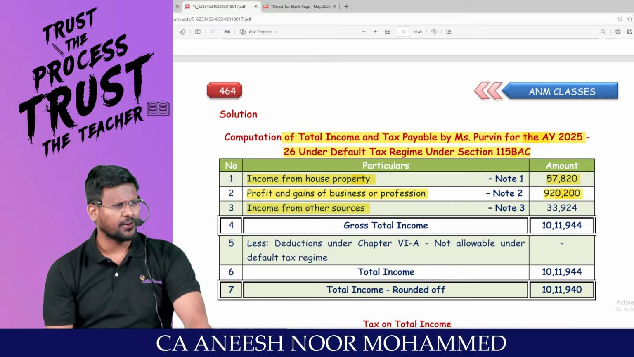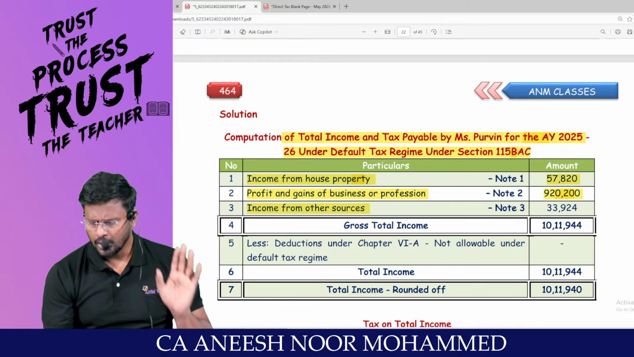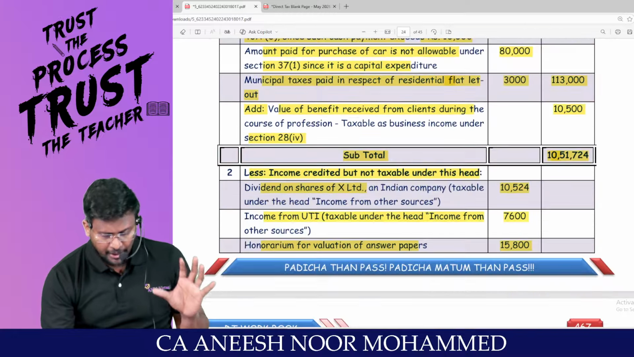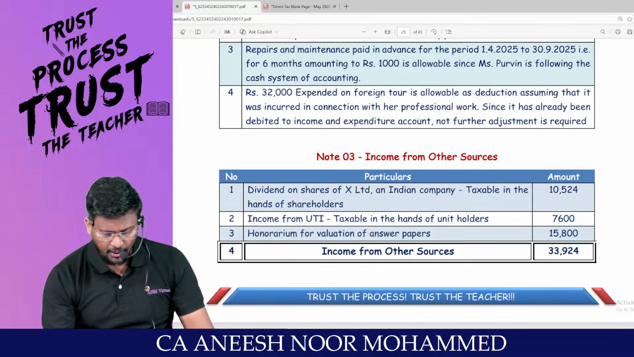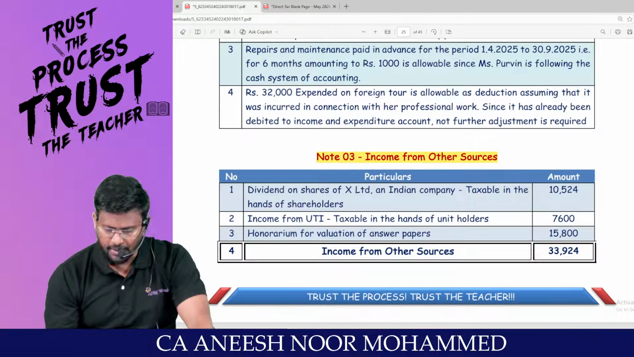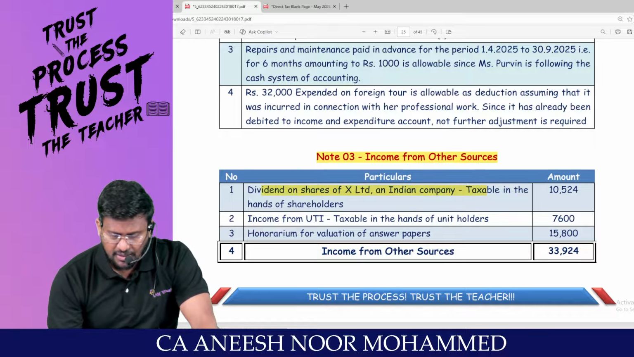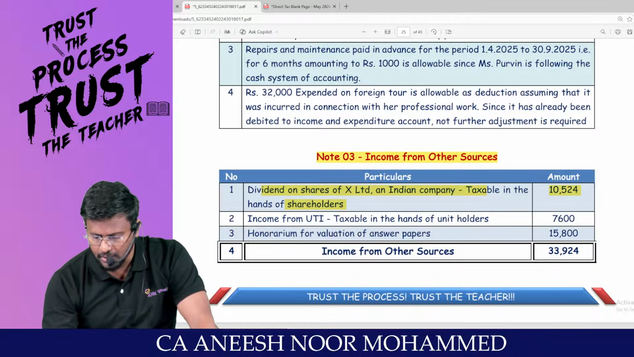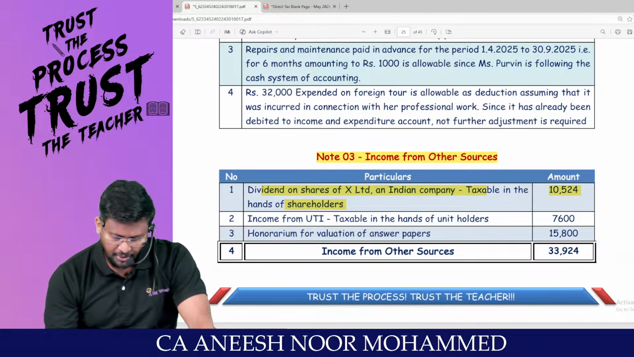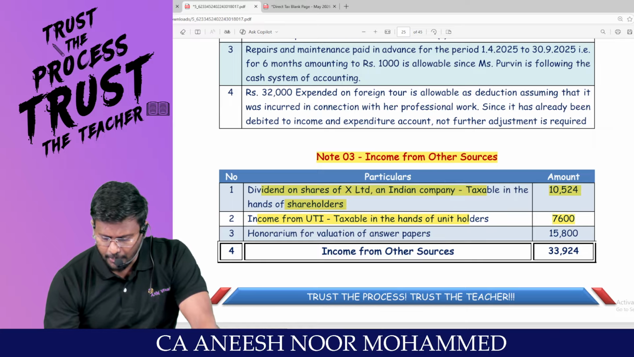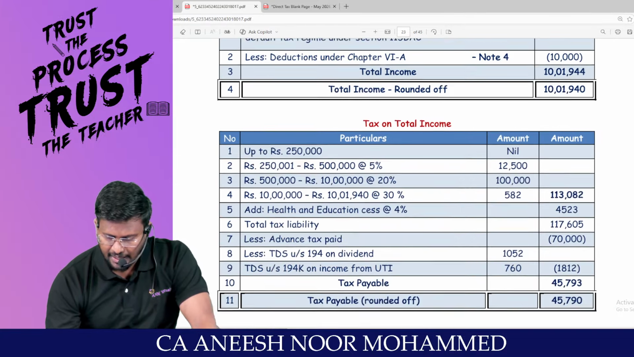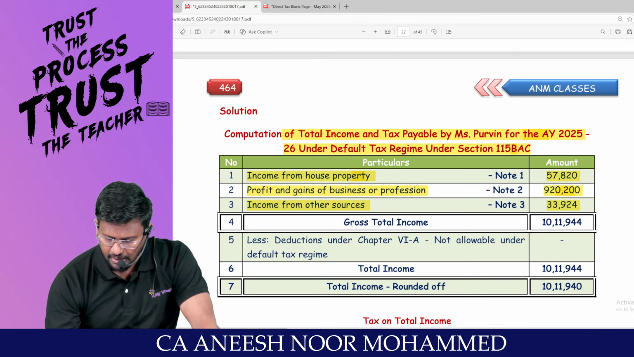There is no capital gain. Straight away moving into what? IFOS. Because we have excluded certain income from PGBP, those incomes have to be included in the IFOS. Am I right? Dividend on shares of X Limited. Question specifically told that it is gross. So entire 10,524 should be included in income from UTI. It will be taxable under IFOS. Honorarium will be taxable under IFOS. So the IFOS will be 33,924. That's it, my dear lovable students.